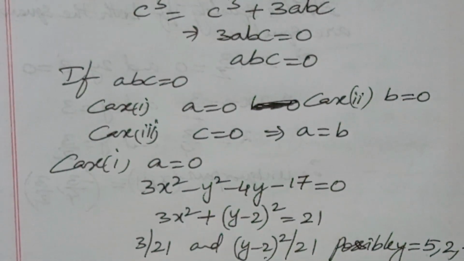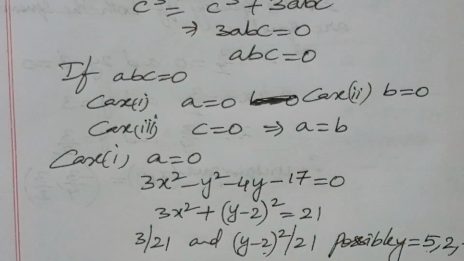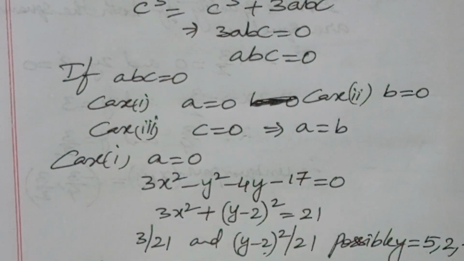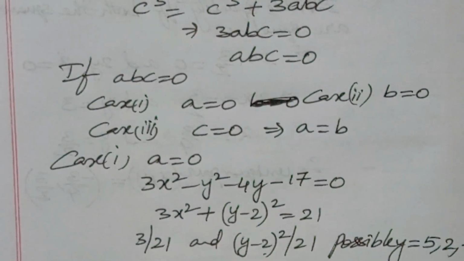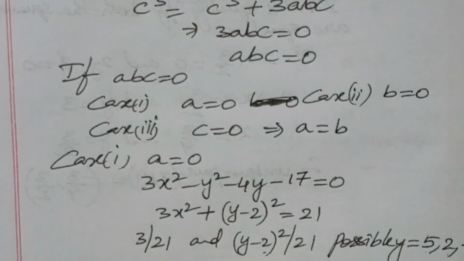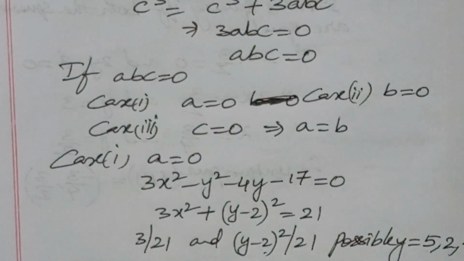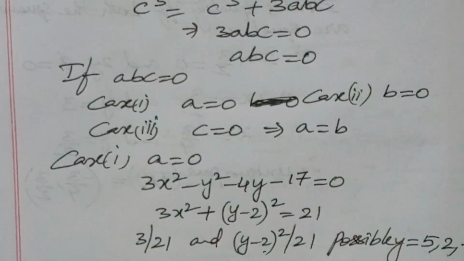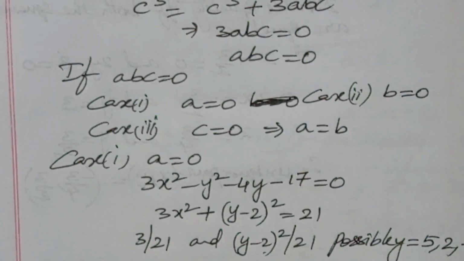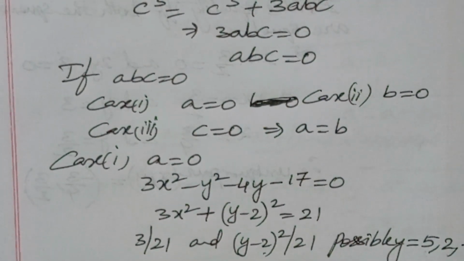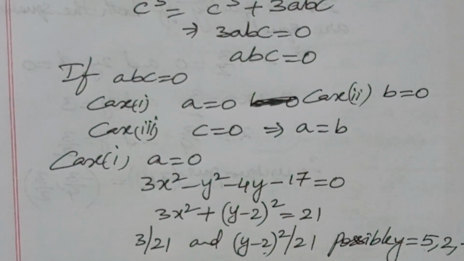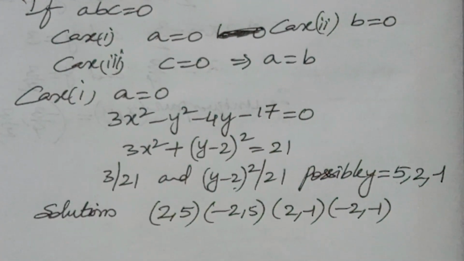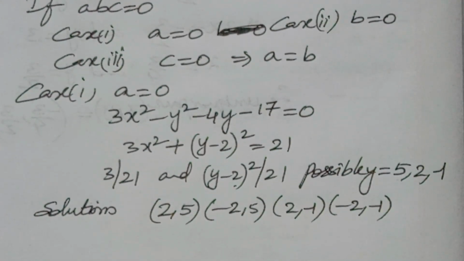Minus 1 plus 1 minus 3 will get. Now if you substitute the values here, you will get the solutions. So here 2 comma 5. Another one you will get minus 2 comma 5. Next you will get 2 comma minus 1, minus 2 comma minus 1. These are the 4 possible values you will get.